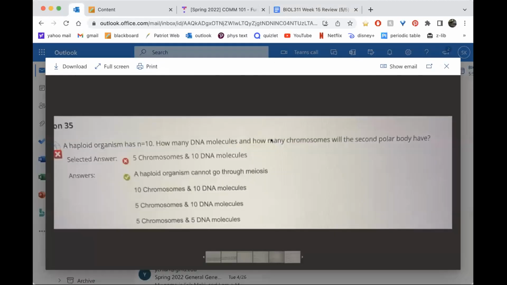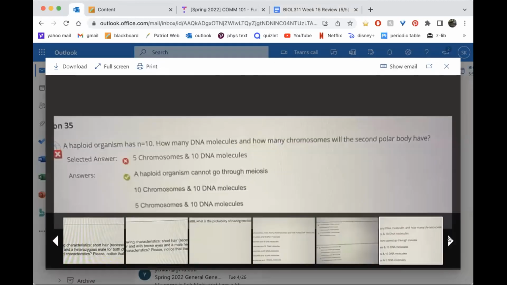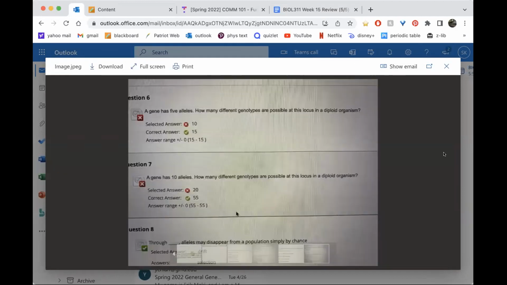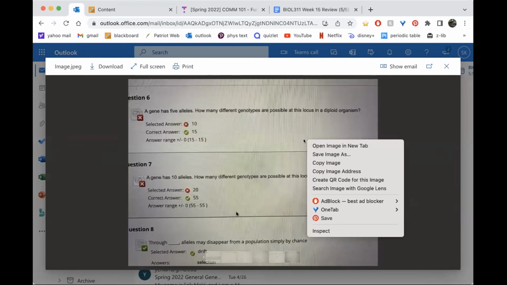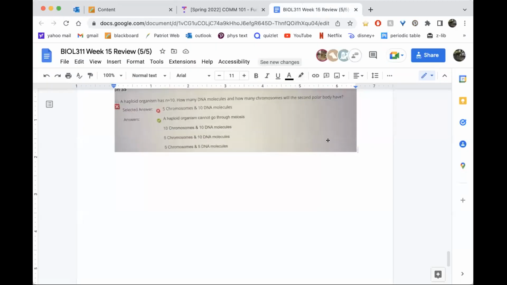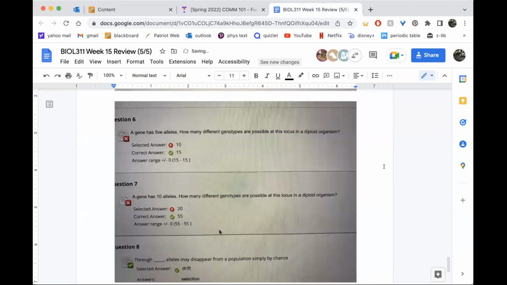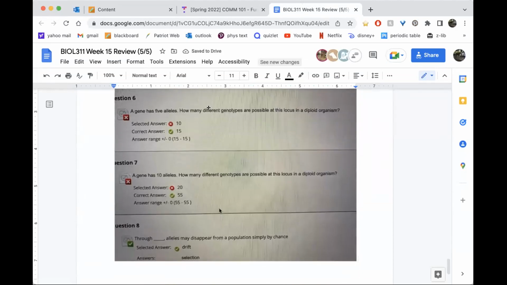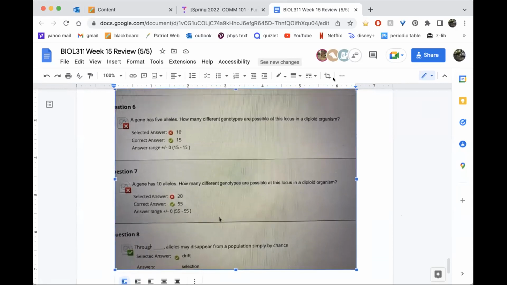So that is that one. And then the next one, I will copy and paste this into our document also. So a gene has 5 alleles. How many different genotypes are possible at this locus in a diploid organism? Garrett, I think that you were better at explaining these 2 questions. Do you want to go over these 2? Oh yeah. So a gene has 5 alleles. How many different genotypes are possible in a diploid organism?